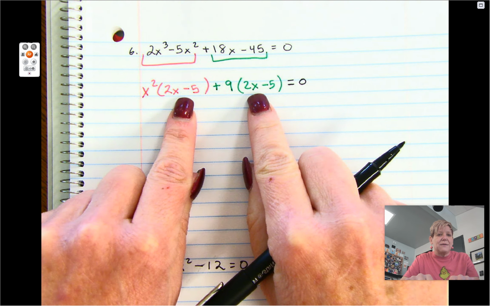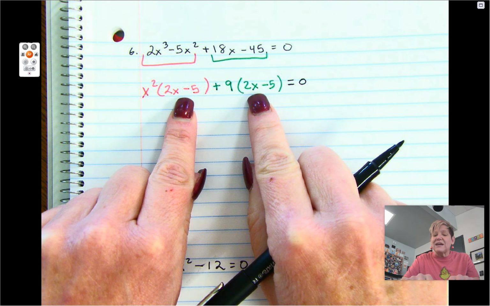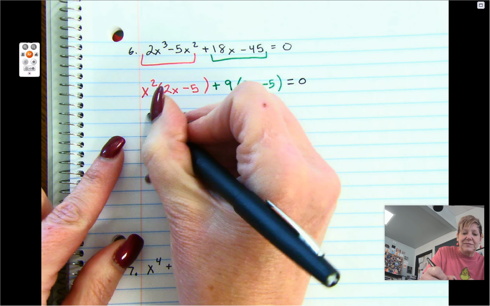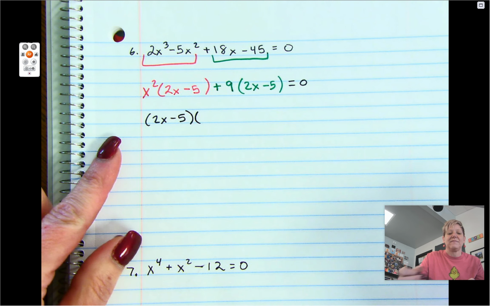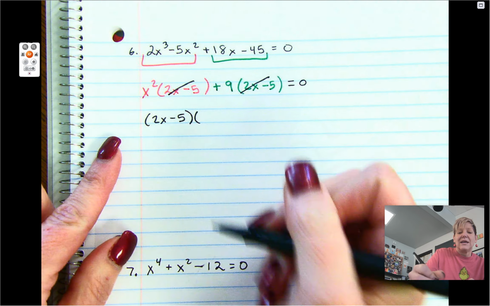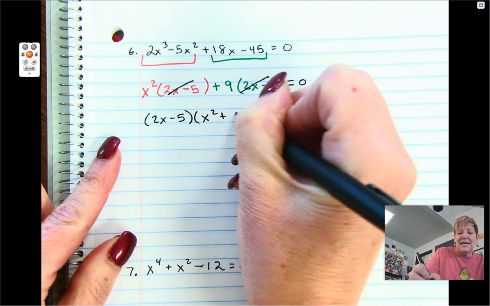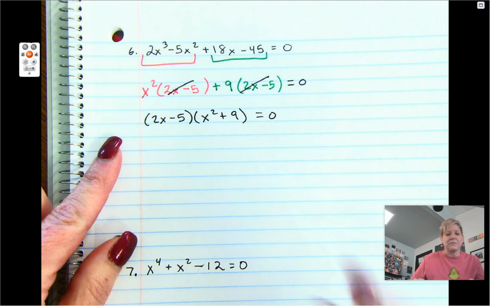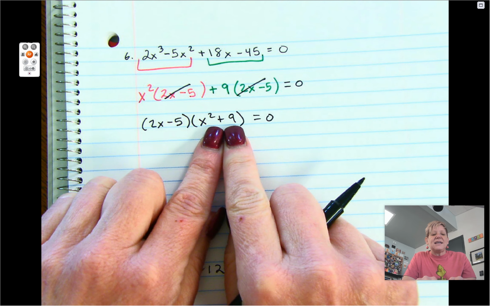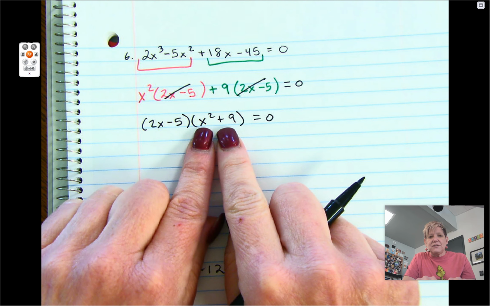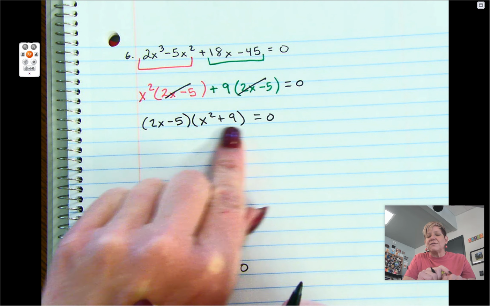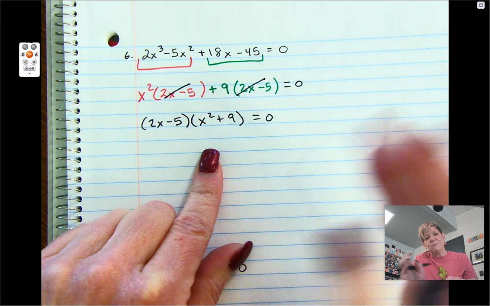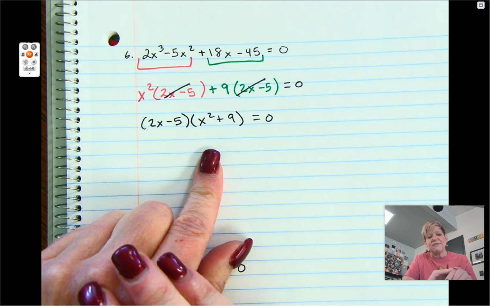Are those the same? Then we can factor them out. 2x minus 5. x squared plus 9. Is this a difference of perfect squares? It's not a difference because it has a plus, so it can't factor over the set of real numbers. But I'm going to show you something after we solve it.